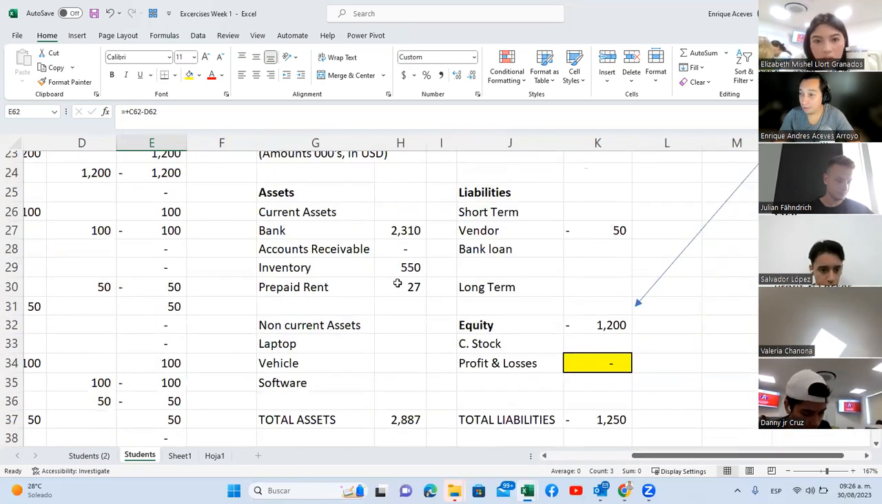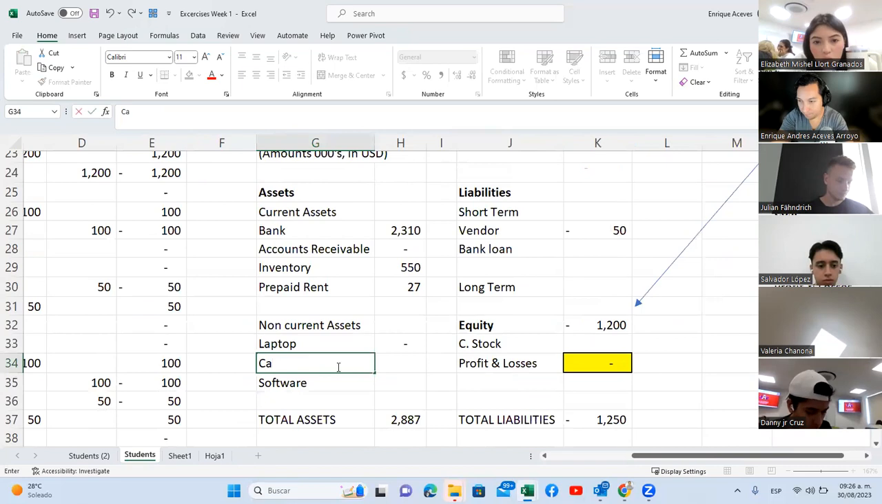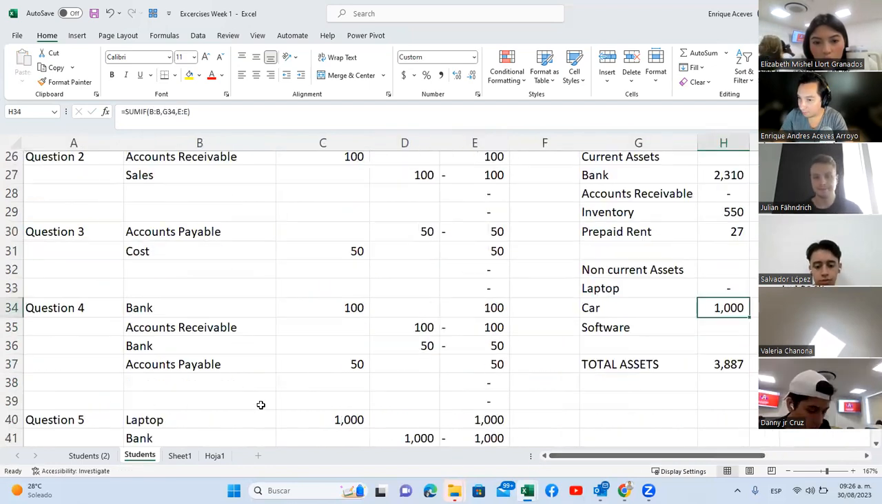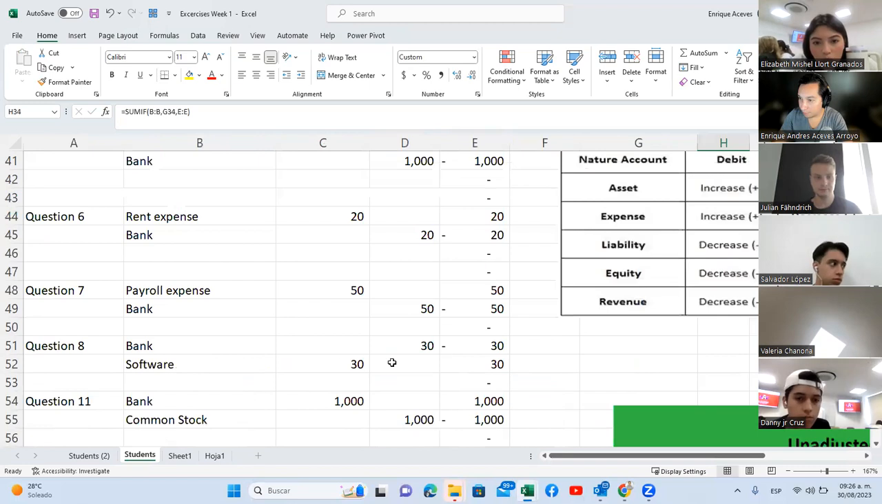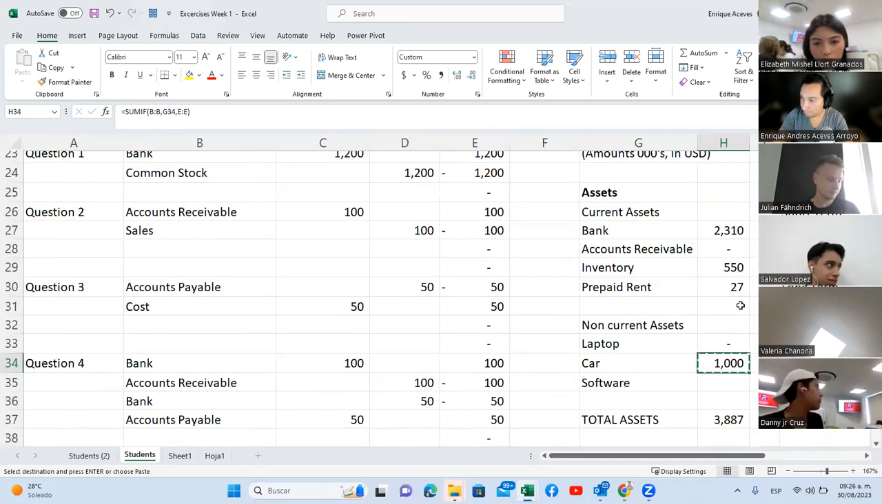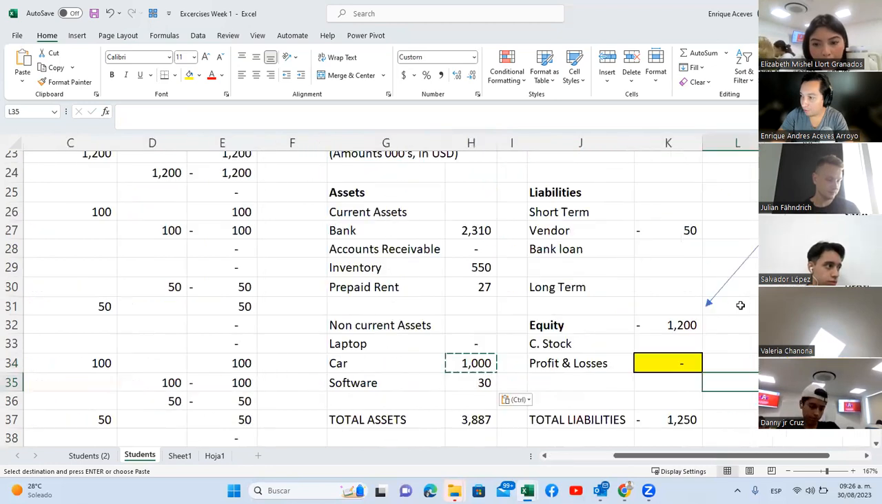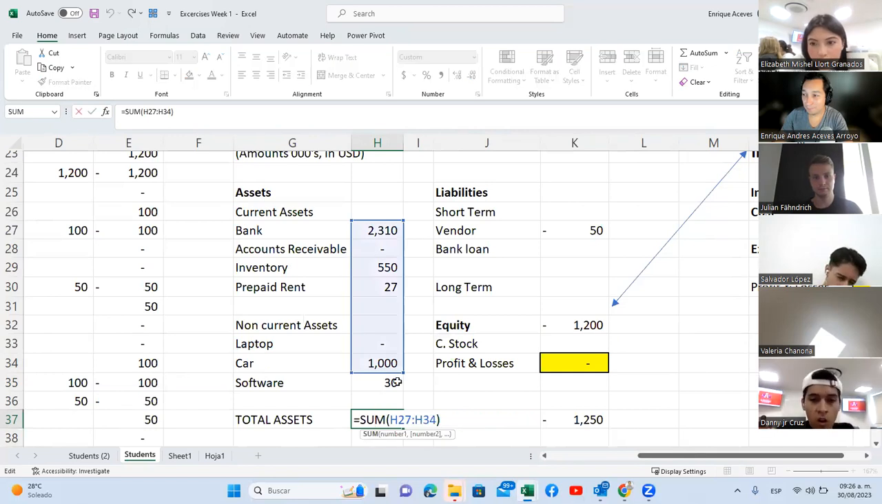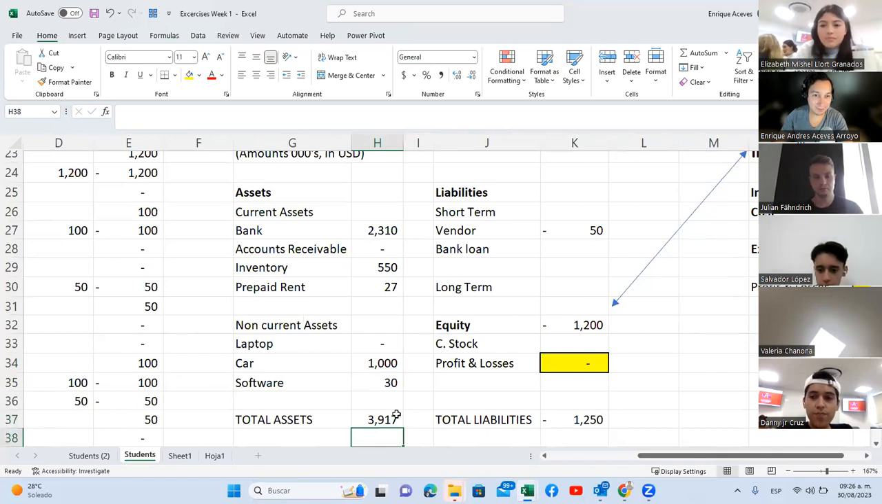Entonces, chicos, venga. Lo mismo aquí, laptop, vehicle, no, le pusimos car, ¿verdad? Car. La del software, no me acuerdo que la hayamos registrado. Car, let me see, software is the number, yeah, software. Guys, did you go to the total assets, 3,800? No, it's not 3,800. It's 3,900. Sorry.